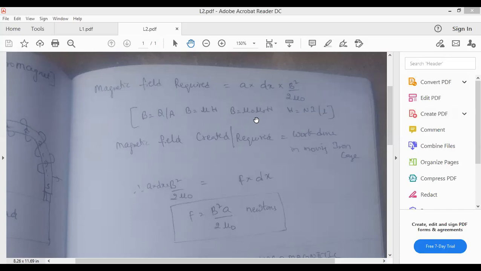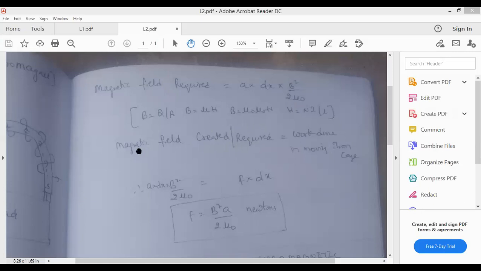What does 4 pi into 10 power minus 7 mean? We are having the air, the permeability of air. That means in the air, magnetic energy will be existing. How much magnetic energy will be existing is given by 4 pi into 10 power minus 7, which is practically taken by the scientists. We have to follow that. So from these expressions, we can obtain this particular value, B square by 2 into mu naught. So the magnetic energy required to move that iron cage depends on area, change in the position, and the magnetic field density.